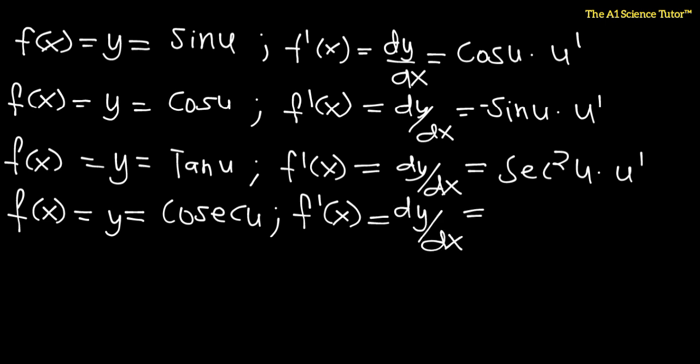So that is written as a negative cosec. Now I'm going to rewrite this because of space. Cosec u could be written as this. So what I'm going to do, I'm going to rewrite this as a negative cosec u. So this will be written as this. And then you have cot u. And then you have u prime. So that is the derivative of cosec u.